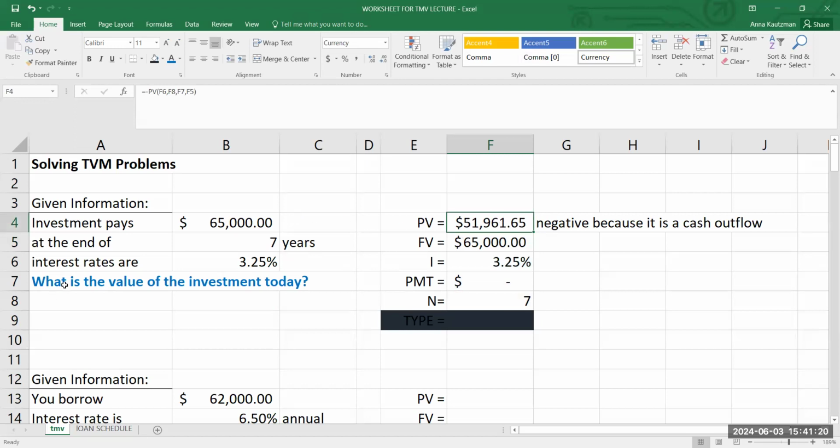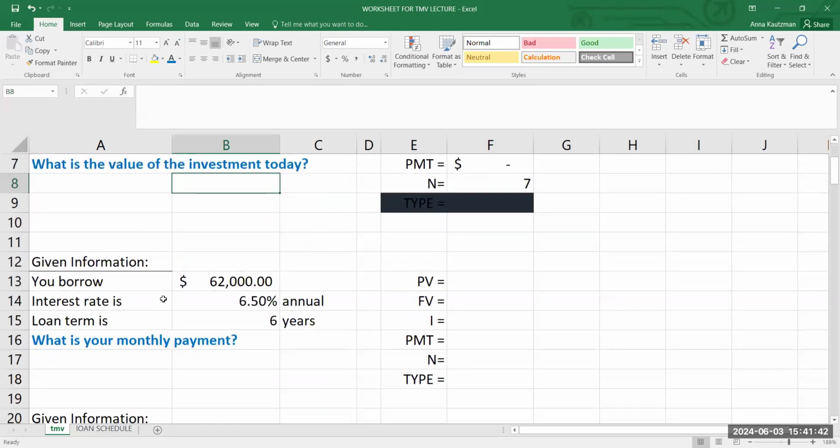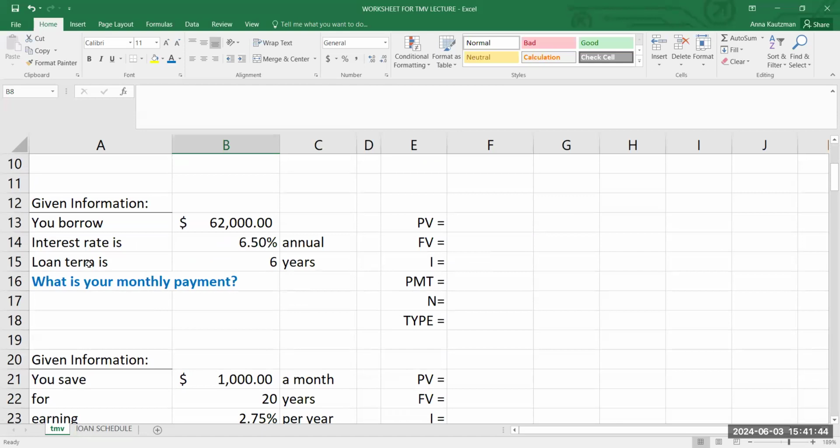So what is the value of the investment today? The value of the investment today is $51,961.65. As a standard, always show values to 2 decimal places. That's present value. Let's take a look at the next part.